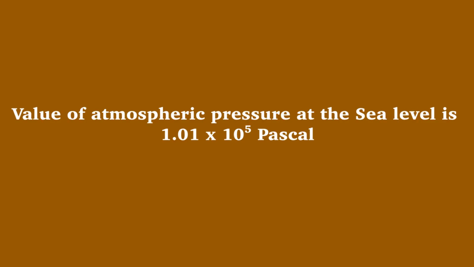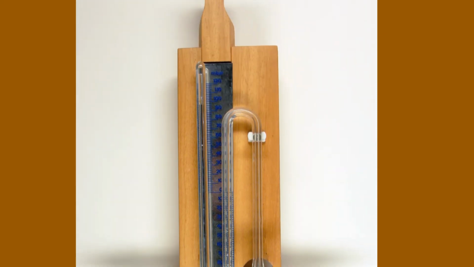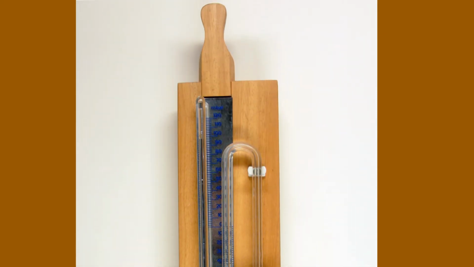The value of atmospheric pressure will change with height. It is measured with reference to the sea level. The value of atmospheric pressure at sea level is 1.01 × 10^5 Pascal. Atmospheric pressure is measured by using an instrument called a mercury barometer.